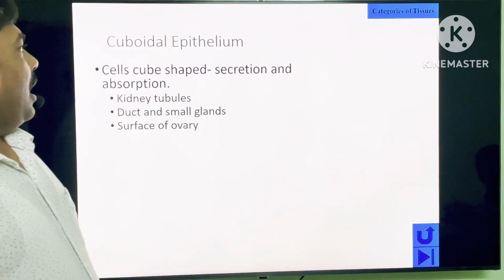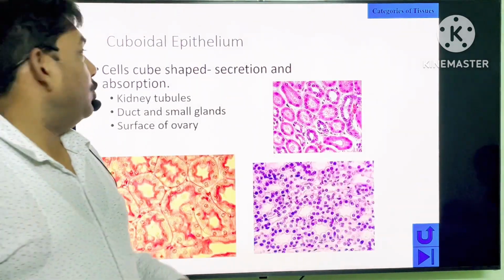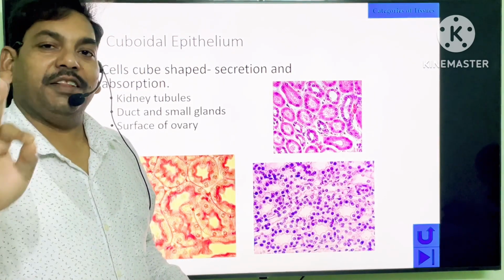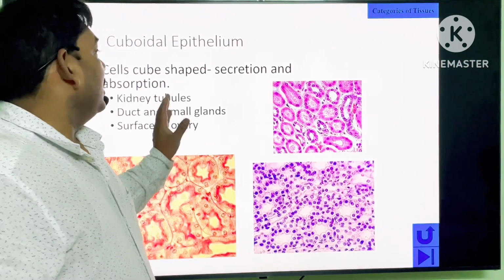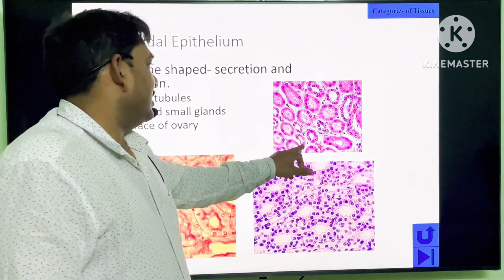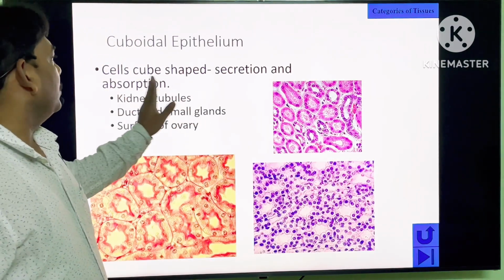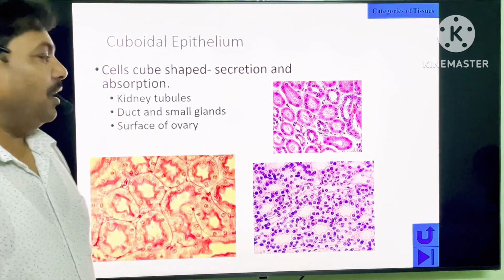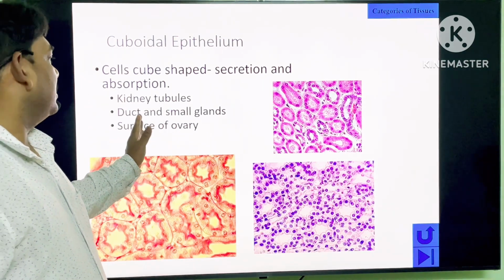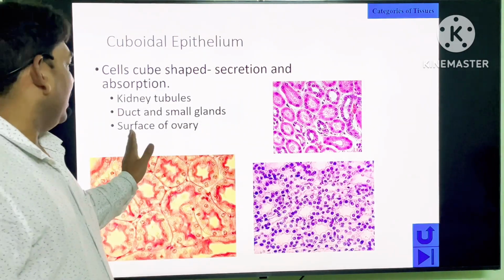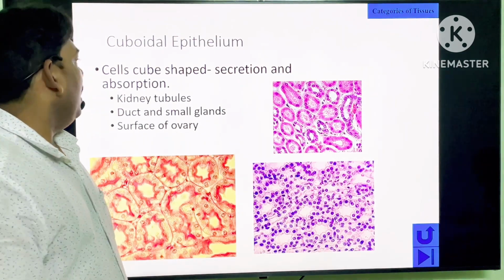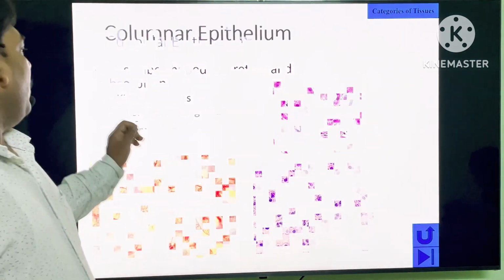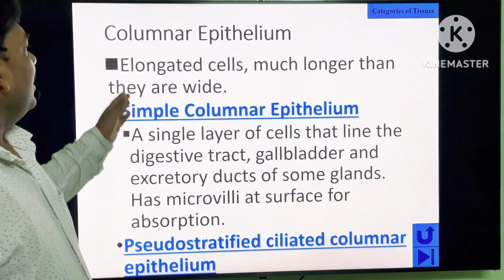Next, second is the cuboidal epithelium. As the name suggests, it has a cube-shaped structure, and it helps in absorption and secretion in organs like kidney tubules, ducts, small glands and the surface of the ovary. It helps in the absorption or secretion of fluid material. After the cuboidal cells comes the elongated type.